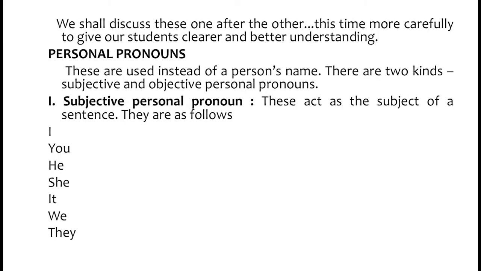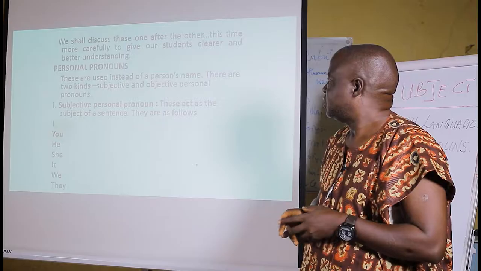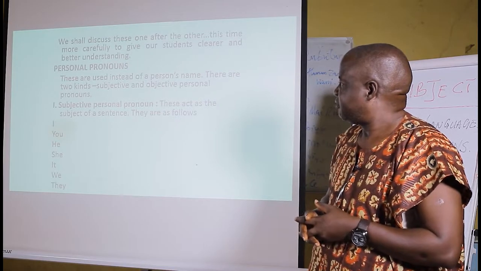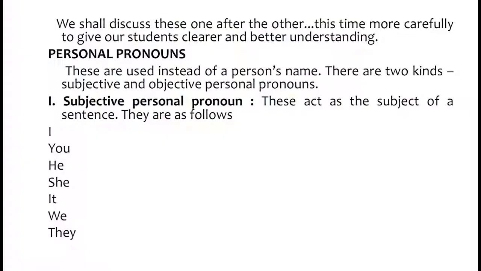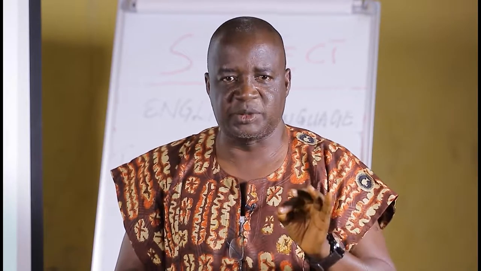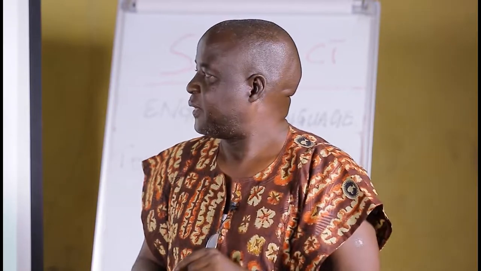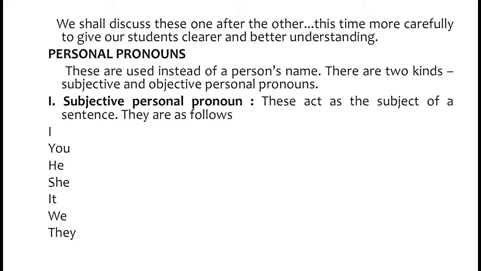Now, these are used instead of a person's name. There are two kinds of personal pronouns. We have the subjective and we have the objective pronouns. Number 1, subjective personal pronouns. Now, these act as the subject of a sentence. They stand for names that are the subject of a sentence. They are as follows: I, you, he, she, it, we, they.